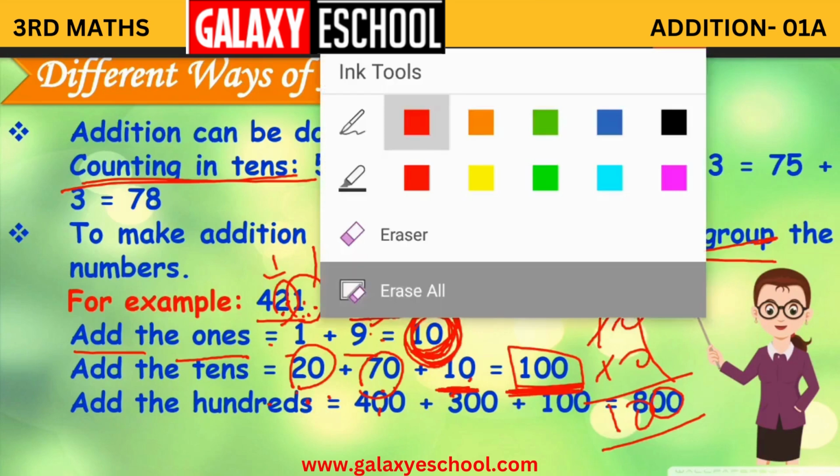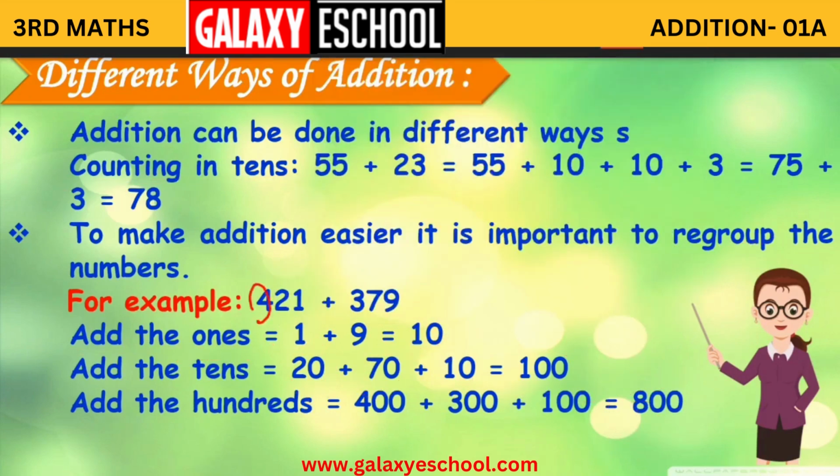Moving on. After tens, what do we have? We have hundreds. Right, children? We have 4 in the hundreds place, so its place value becomes 400. And then we have 3 in the hundreds place. Its value becomes 300. Again we got 100 by adding up the ones and tens, so we are adding that 100 here as well.